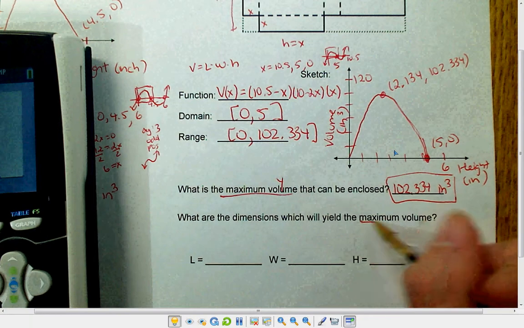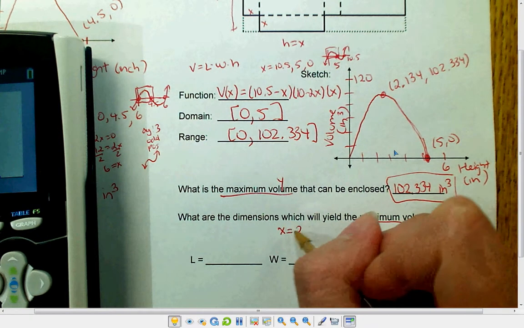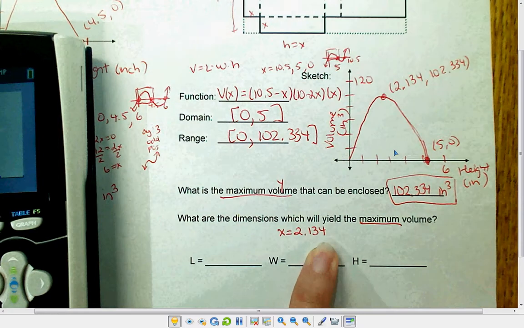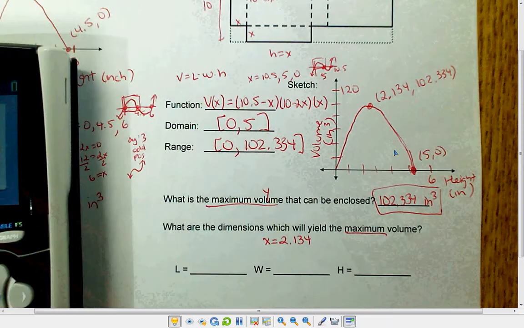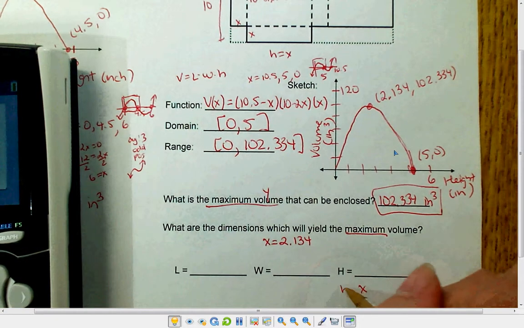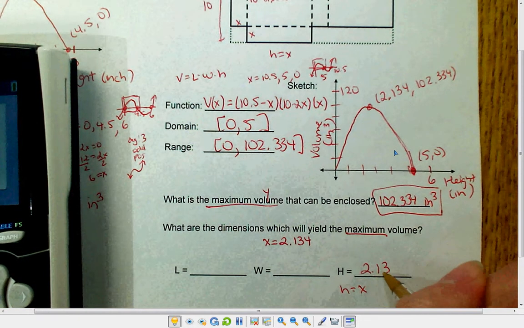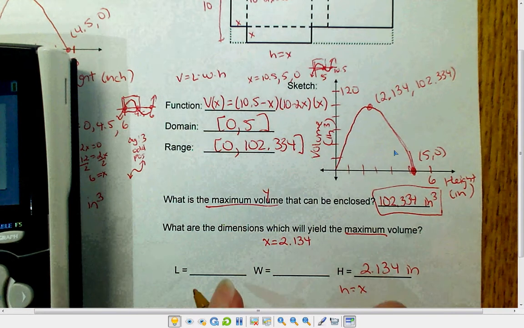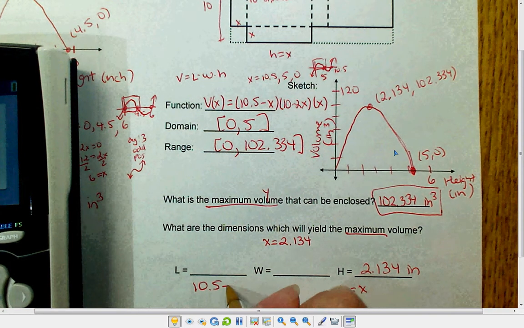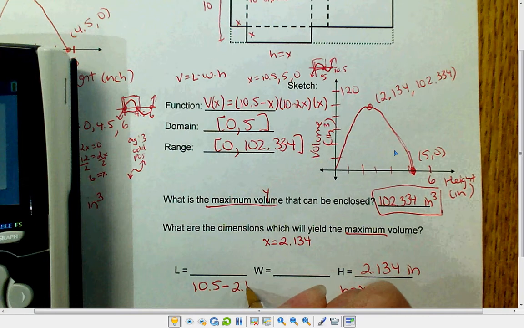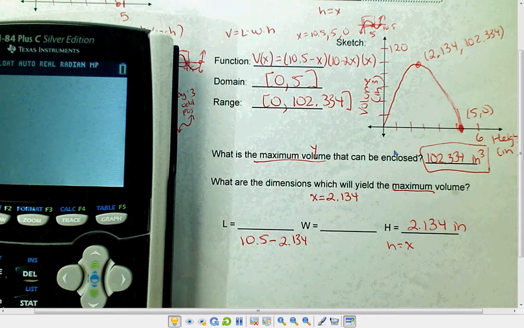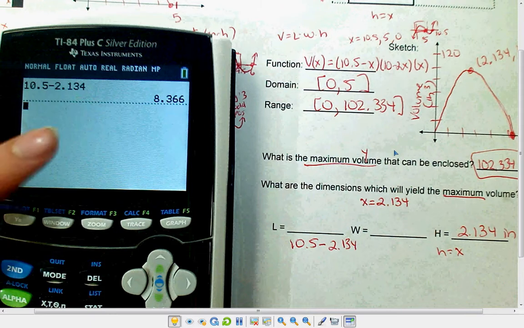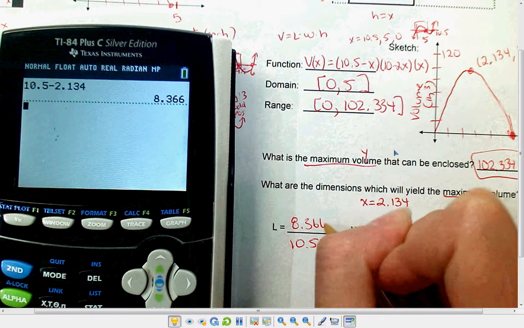What dimensions will yield the maximum volume? So now we know our x value is 2.134. We're going to use this to plug back into our equations for length, width, and height. So we know our height is x. So since height is equal to x, we're just going to plug in our x value, so 2.134 inches. Our length in this problem was 10.5 minus x, so 10.5 minus 2.134 gives us 8.366 inches.